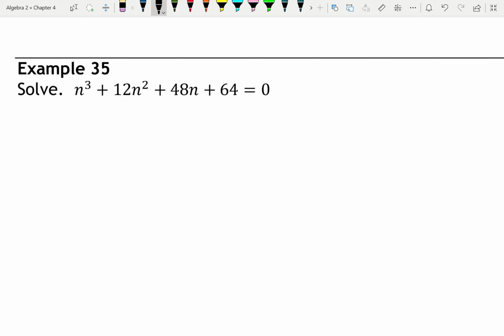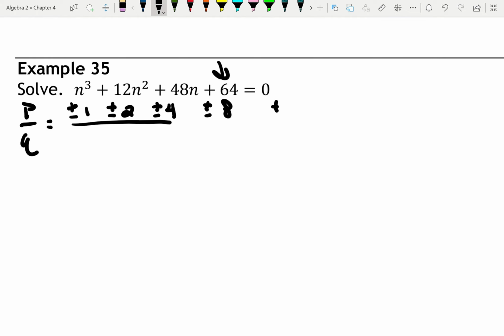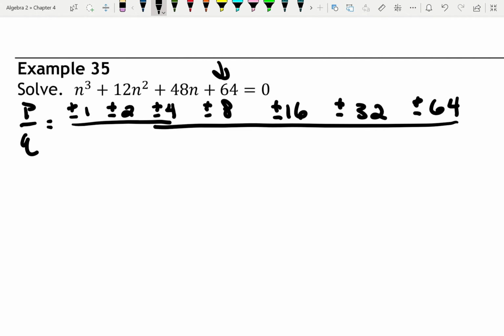So we're going to need to use the rational roots theorem. So I'm going to look for factors of p over factors of q. That's going to be factors of the 64, which is going to be plus or minus 1, plus or minus 2, plus or minus 4, plus or minus 8, plus or minus 16, plus or minus 32, plus or minus 64. There's quite a few there. And then the other one is a little bit nicer because it's just plus or minus 1.